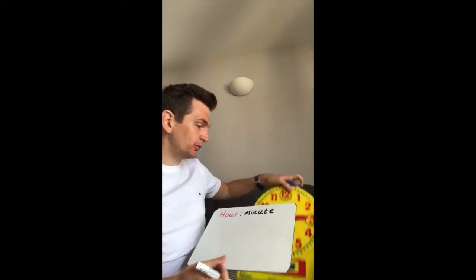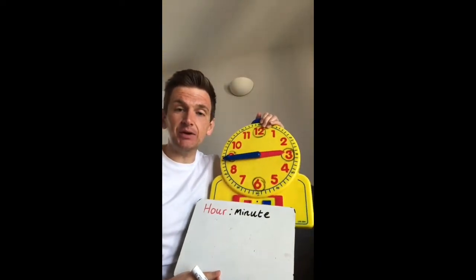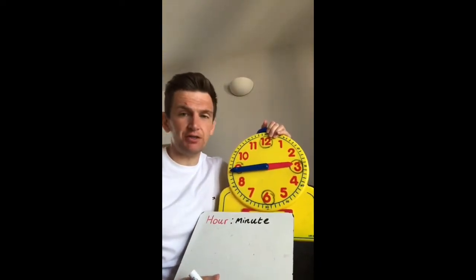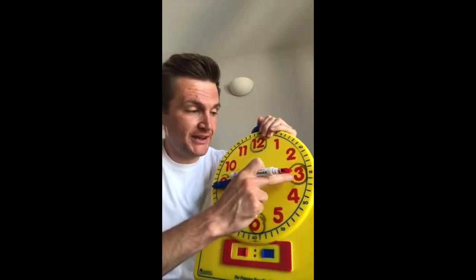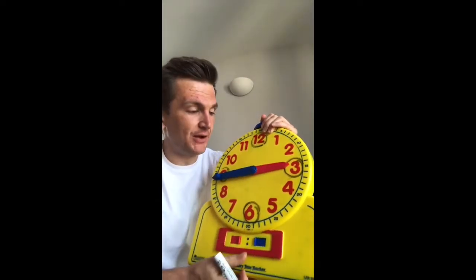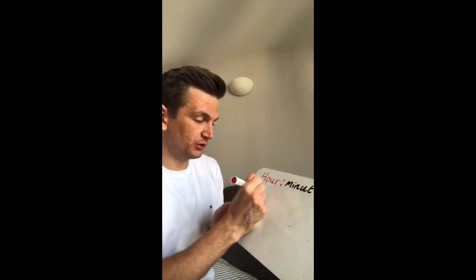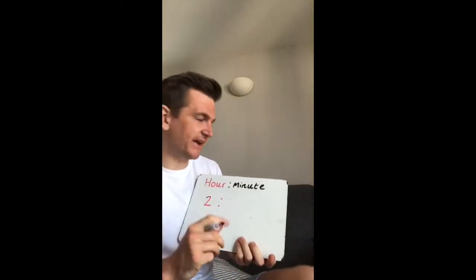Now I'm still within my second hour. So my hour is still 2. I've not yet gone to 3 o'clock. Even though it looks like the hour hand is on the 3, we are still working within our second hour. So our hour is going to be 2, because we are approaching 3 o'clock, but we're not quite there yet.